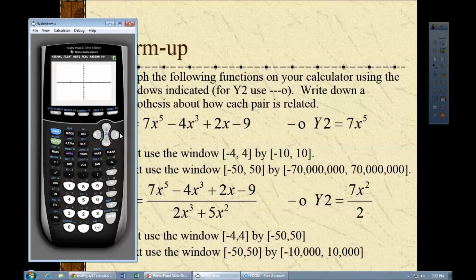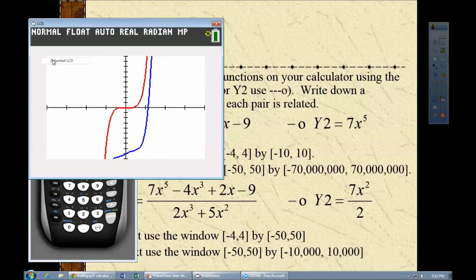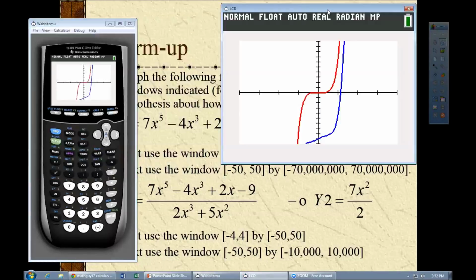First, you'll see the longer polynomial being graphed. It'll come along in blue. And then you'll see the function 7x to the fifth graphed. It's going to come along in red. If we take a look at these functions, we can see they look fairly different near zero.